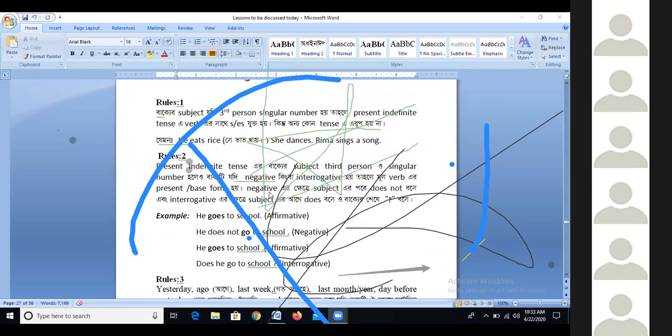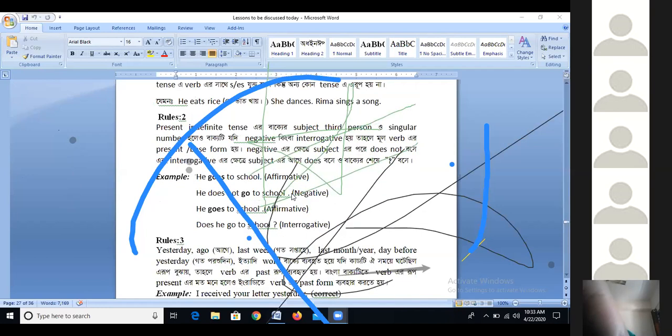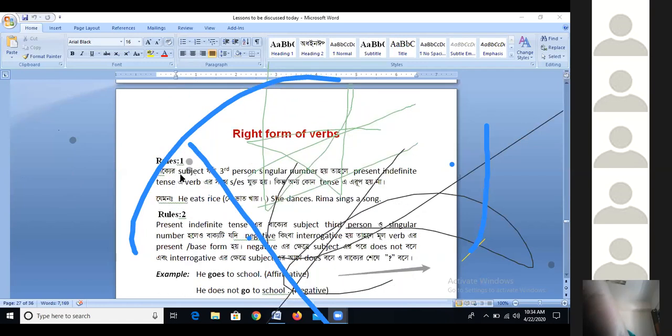Sequence of tense means if you find that in a sentence you have two clauses, and two clauses indicate two actions, and two actions take place at the same time, then you must maintain the same tense. The same tense must be maintained. Otherwise, your sentence will not be correct. For example, the first rule I am reading for you.